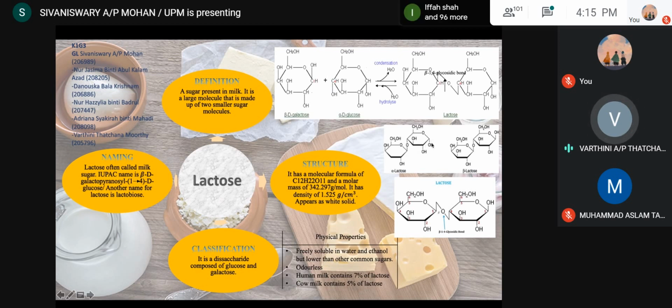So, the same goes for beta lactose. For the beta glucose, the position of the OH group is pointing upward at the carbon 1. Okay, that's all from me.